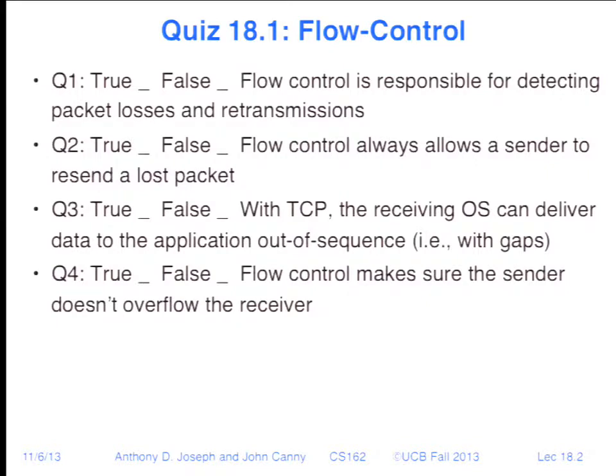So first of all, flow control is responsible for detecting packet loss and retransmission. Is that correct or incorrect? False. Yeah, so congestion control deals with loss and retransmission. Flow control always allows a sender to resend a lost packet. Actually, the flow control may allow the sender to resend. The idea is to get the packet through. If the receiver fails to acknowledge the packet, then it has to be resent.